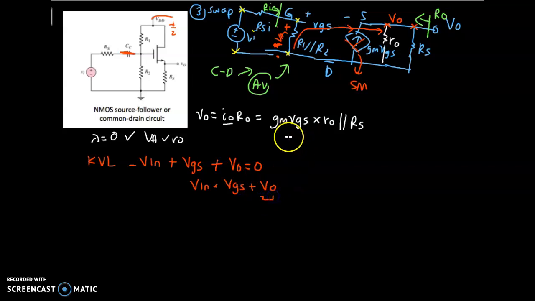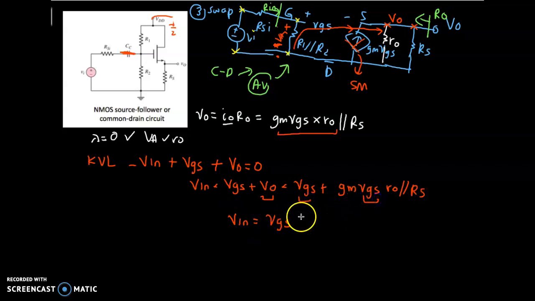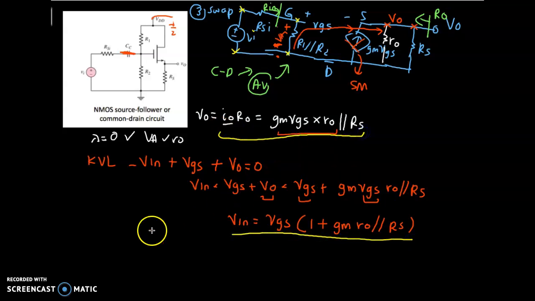What is your V out? It is the equation before. So you just replace VGS plus gm VGS times r naught parallel to RS. So you can get your V in equal, you take out your VGS because here they have the same VGS, 1 plus gm r naught parallel to RS. So this will be the equation for your V in, and this will be the equation for your V out.